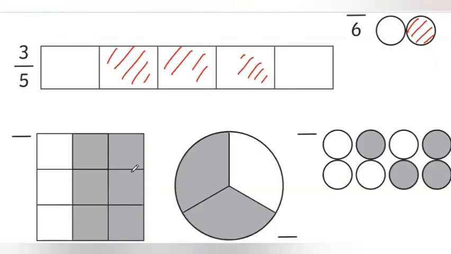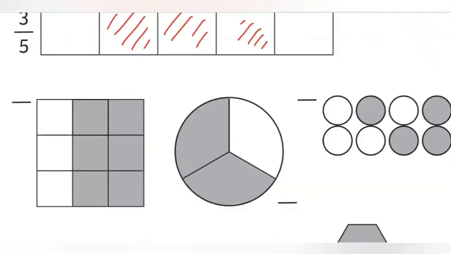Now, how do we express this as a fraction? The shaded region? 6 out of 9. Yes, 6 out of 9. Here, 3 out of 9. Here, 2 out of 3. This one, 4 out of 8.